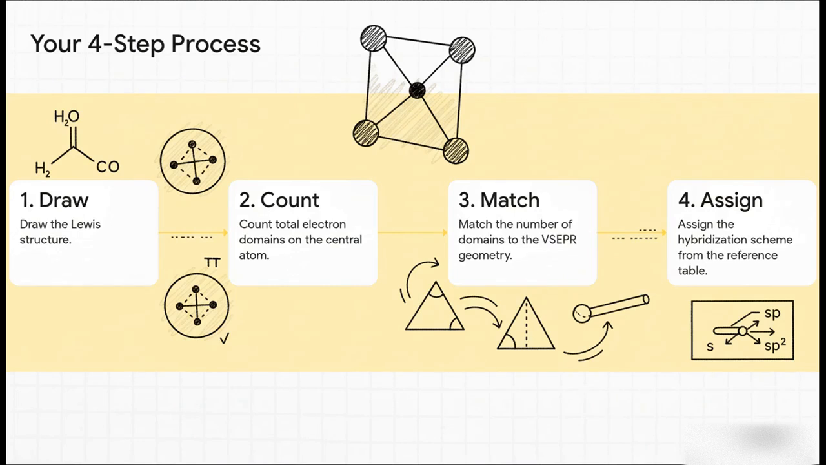And here's the entire process laid out one last time. Draw the structure, count the domains, find the geometry, and assign the hybridization. If you follow these 4 steps, you can confidently and accurately figure out the hybridization and the local geometry for pretty much any central atom you will ever encounter.